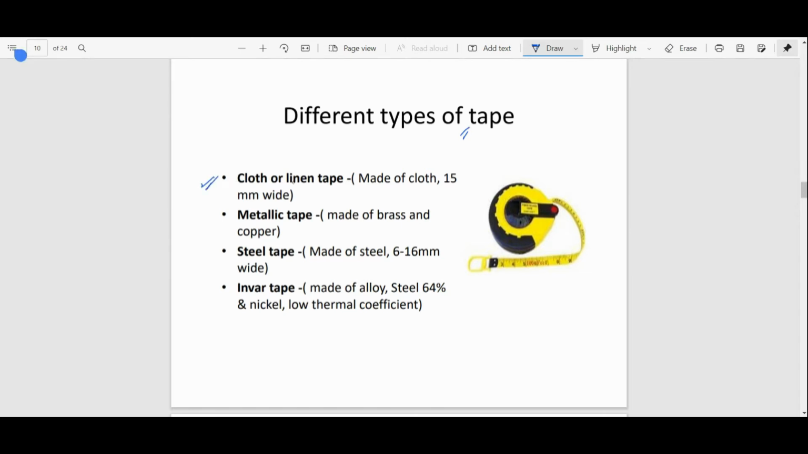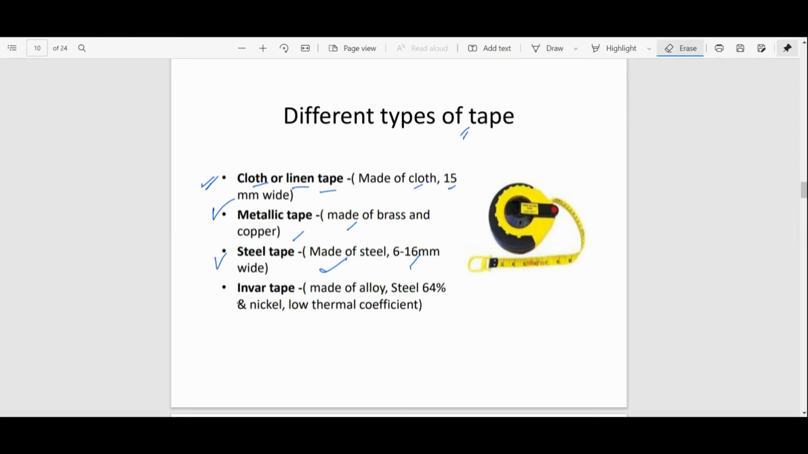The first one is cloth tape. Cloth tape is also known as linen tape, and it is made of cloth, and its width is 15 mm. So you should remember that 15 mm wide is the cloth tape. Then we have metallic tape, which you have seen many times in the market, made of brass and copper. Then we have steel tape, made of steel, and its width is between 6 to 16 mm. You can see the width of the tape and the numbering on it. These are the dimensions mentioned, so it is very easy to measure the distance. In the case of a chain, it was very difficult, but with a tape, it is very easy.